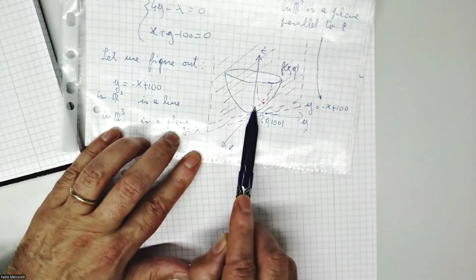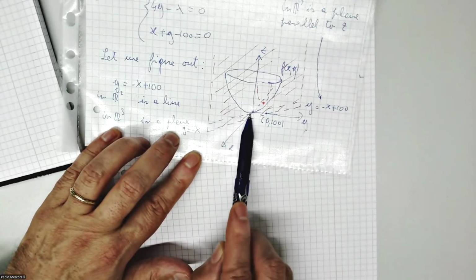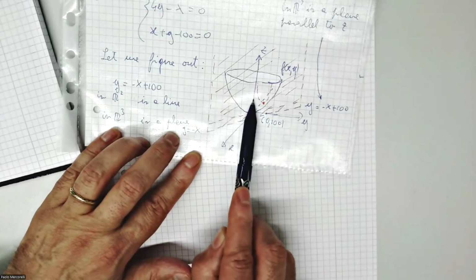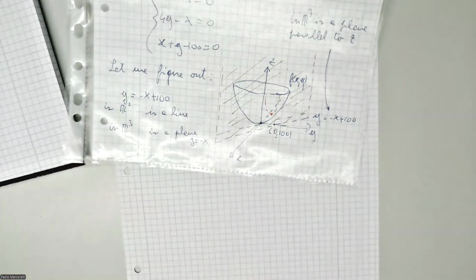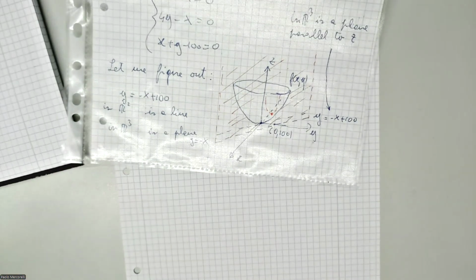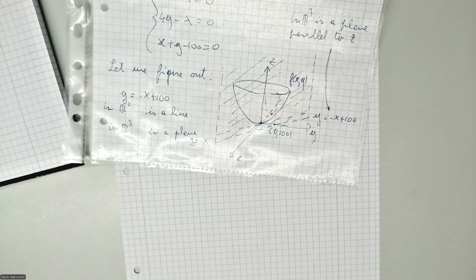I don't know if it's visible. 0x, 0y, but 1z, of course, could be also 10z, could be also whatever you want. But typically we consider one, excuse me, because we consider the unit vector. This means the vector with norm 1.